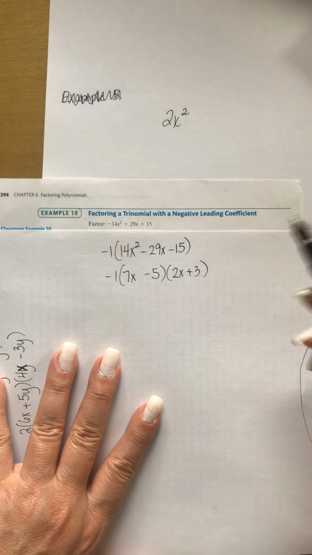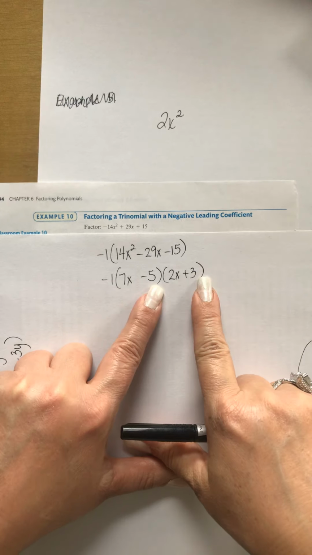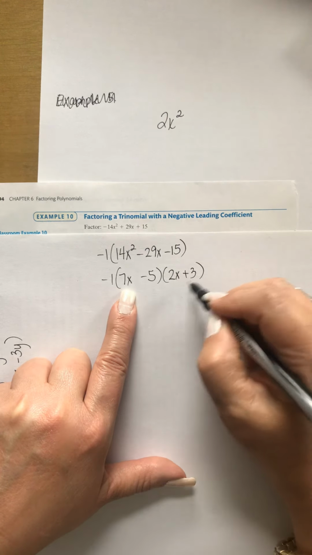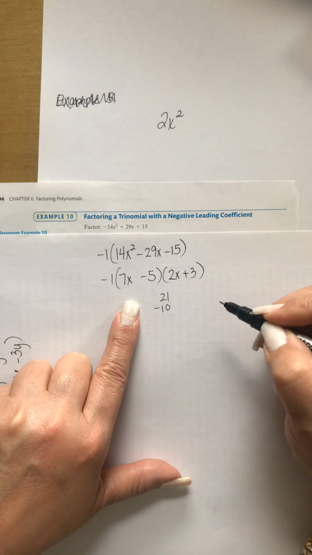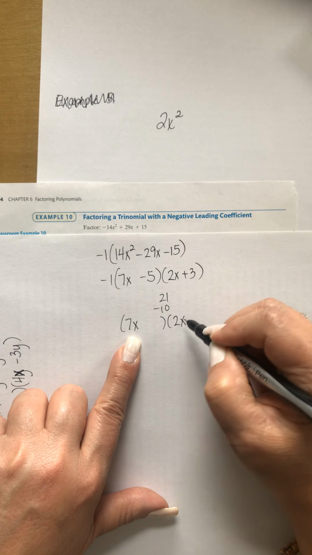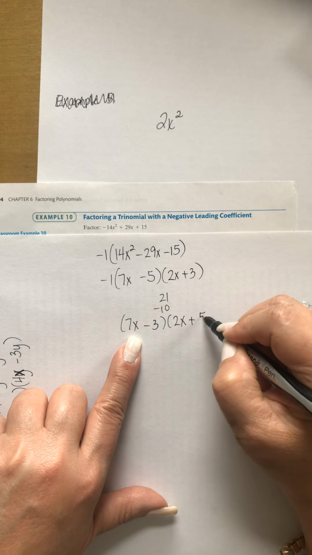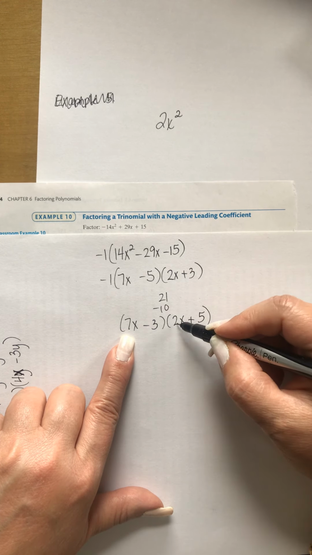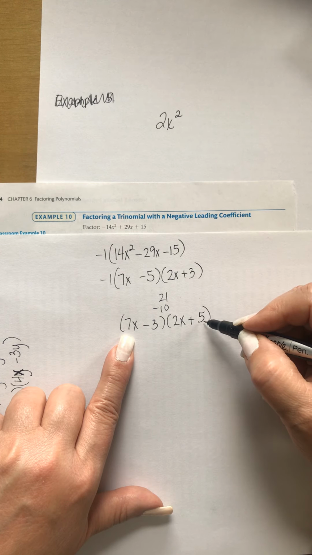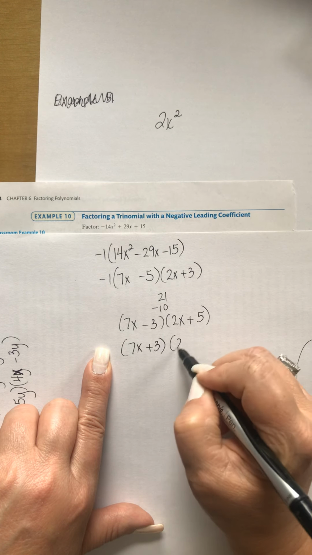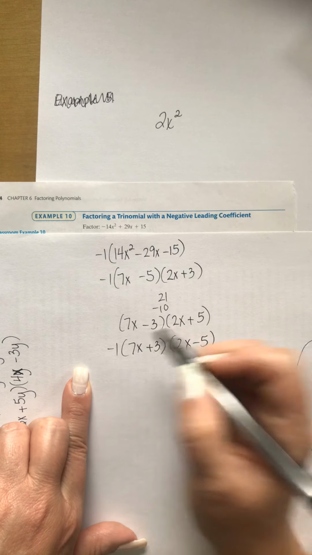I'm just guessing. So now I don't have to do these two or these two. I have to do, this is 21. This gives you 21 minus 10. That's not going to work. So what if I did 7x and 2x, and I did negative 3 and positive 5? So this would be 35 and then minus 6. That is going to be good, except I need to change the signs. So it looks like 7x plus 3, 2x minus 5. That looks like that's going to work.